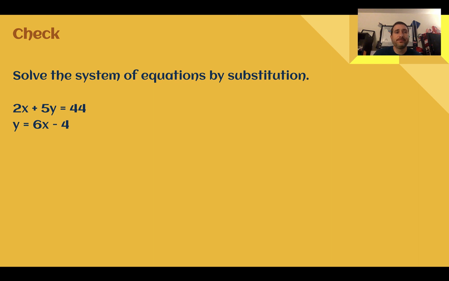Check your answer. You should have found that x was 2 and y is 8. So here we don't need to rearrange since we have y equals. That just means we take 6x minus 4 and we have to put it in place of y. So 2x plus 5, and then where y was, we now have 6x minus 4. That has to equal 44.